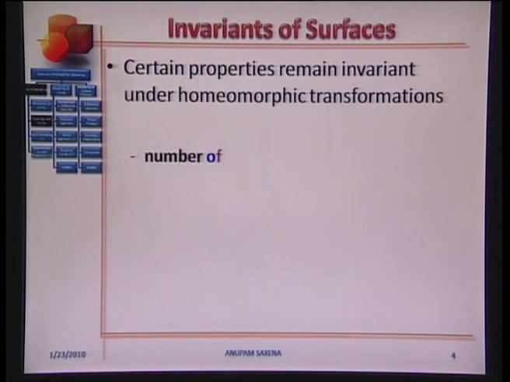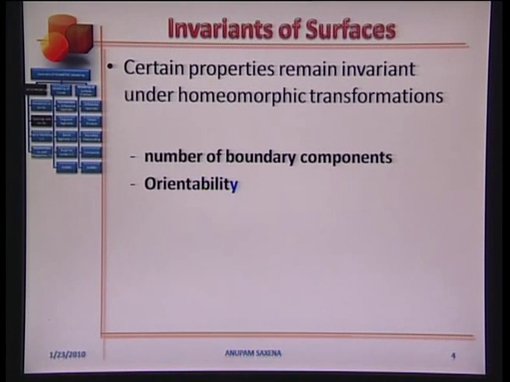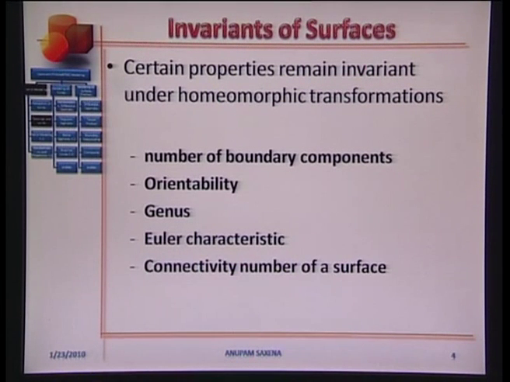They are number of boundary components, orientability. I'm going to be talking about orientable and non-orientable surfaces here. Genus, Euler characteristic. This would be an important one. And finally, connectivity number of a surface.